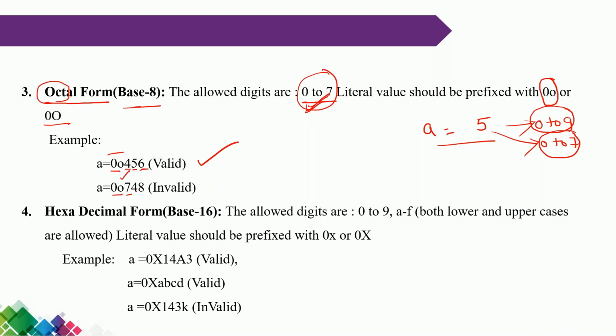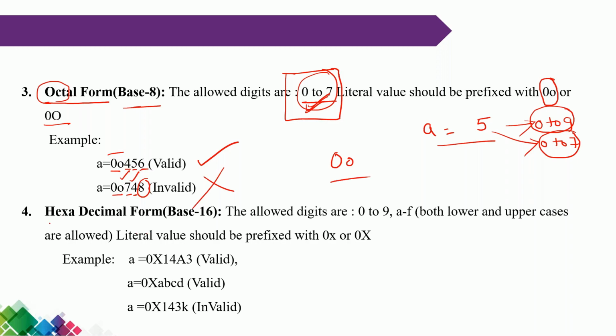Now, next one. 0o7, it is okay. 4, it is also okay, but 8. The digit must and should be between 0 to 7. But here we have the number 8, so it is invalid. Remember, the prefix is 0o, zero then letter o, not o then zero. Only 0o. Okay? Invalid.